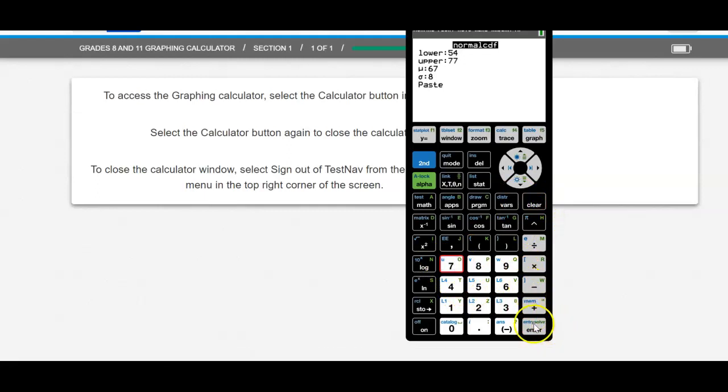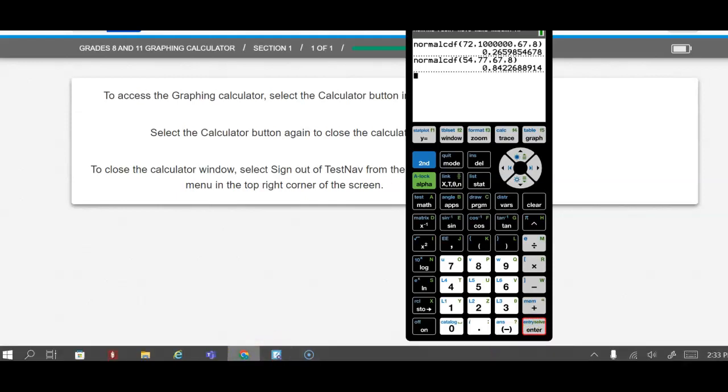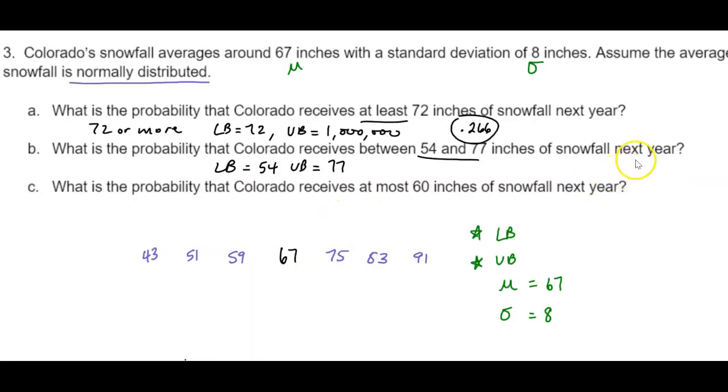Mean stays the same, standard deviation stays the same, and that gives us a much higher probability, this time of 0.842, an 84.2% chance that that is going to happen.